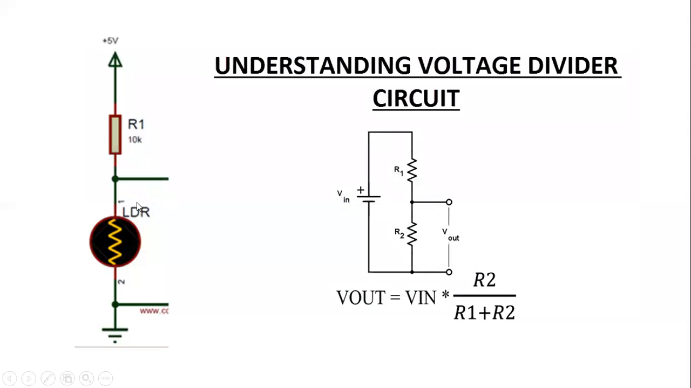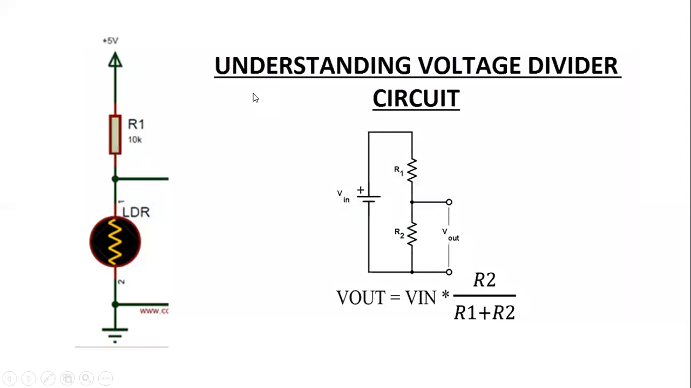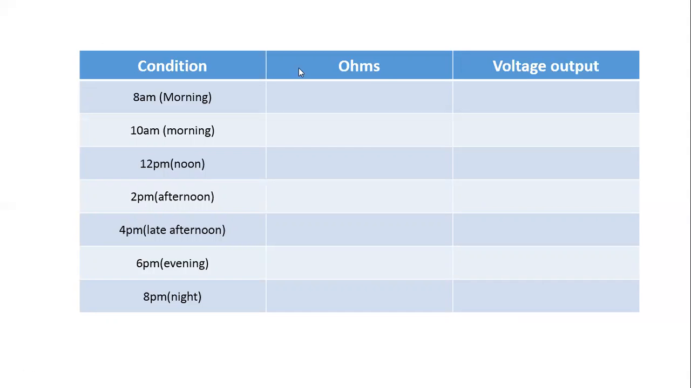Similarly, we can construct the circuit using the voltmeter. The voltmeter is connected in this way, and then we fill in the ohms when we put the LDR at different conditions, like 8 o'clock morning, 10 o'clock noon, 2 o'clock afternoon, 4 o'clock, and until night time. So we have ohms here, and we're also able to measure the output voltage using a voltmeter.